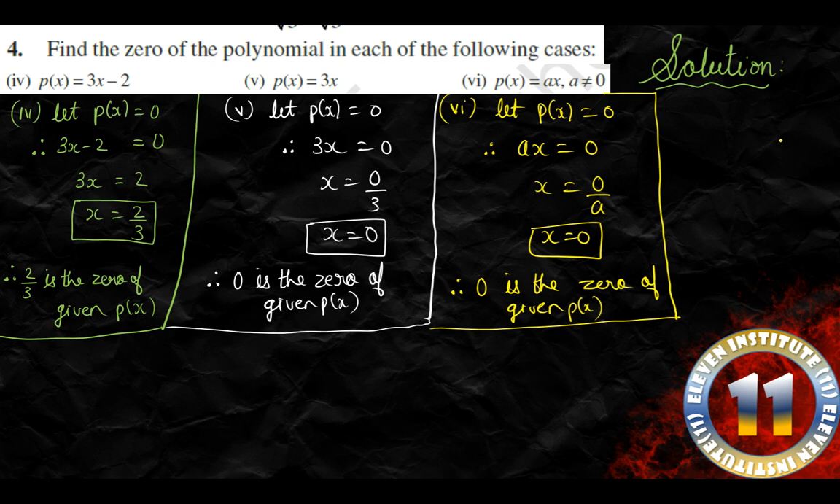Please pause the video and write this down in your CW. I hope you have written this. Let us now see number 7. p(x) is equal to cx plus d. So again our answer will start on the same note.